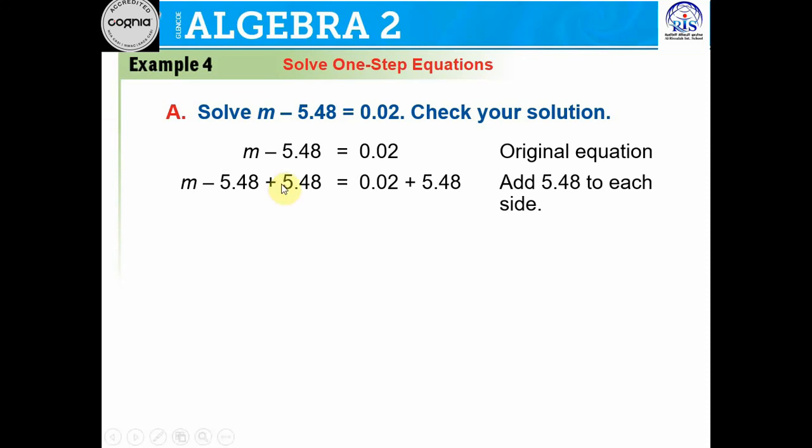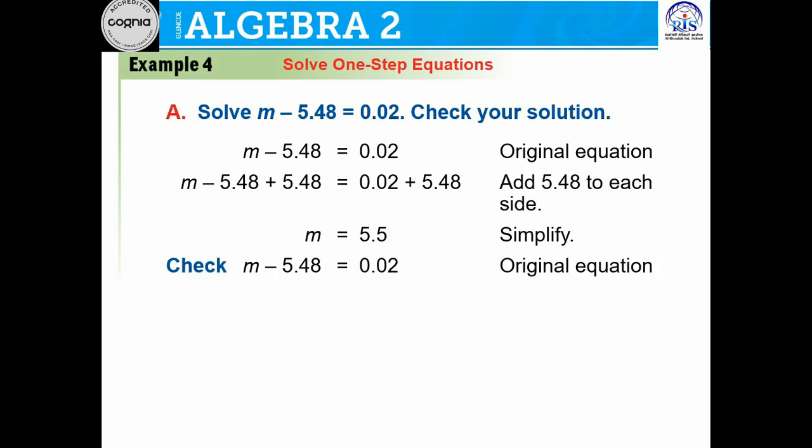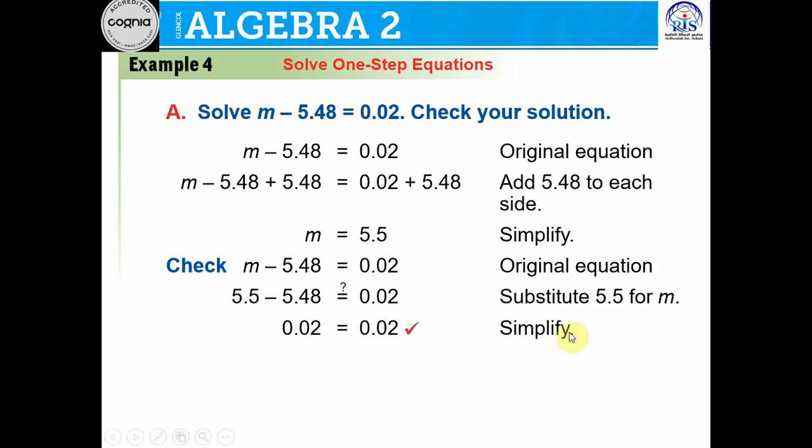You see here, minus 5.48 plus 5.48, left side and right side. m equals 5.5. How do I check? I replace m by 5.5. 5.5 minus 5.48, the answer must be 0.02. Left side and right side are equal. This means my answer is correct.